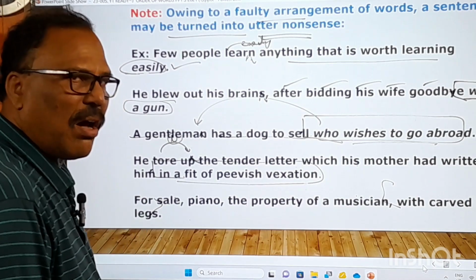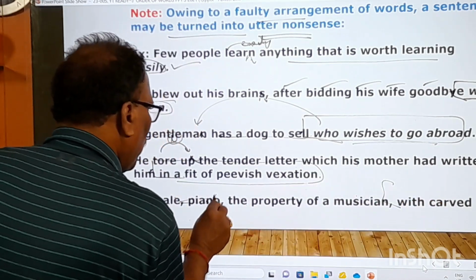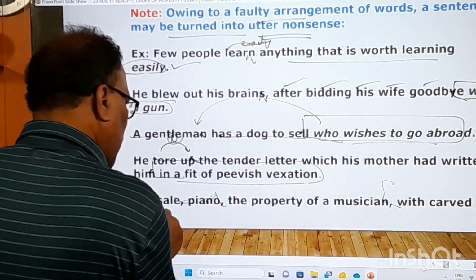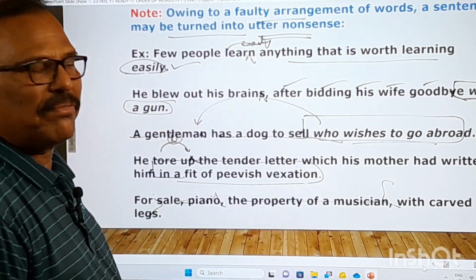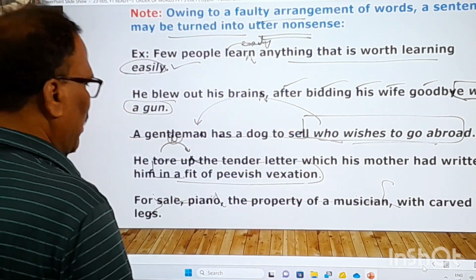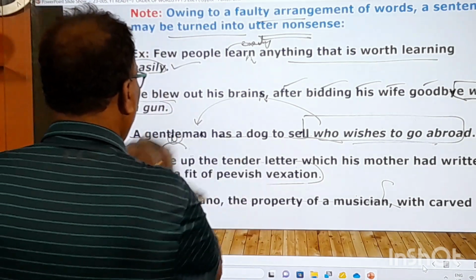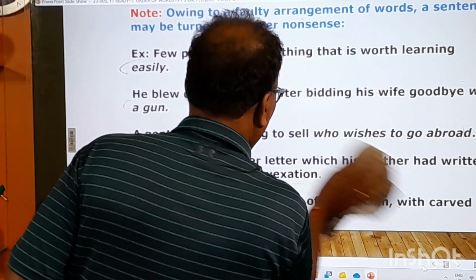Which has got carved legs? The piano has got this. So these words are supposed to be here only: for sale piano with carved legs, the property of a magician. That is the property of the magician. So the words are supposed to be like this. But here, wrong placement, wrong positioning of the words, wrong arrangement of words, and that's why all these sentences are looking nonsensical.